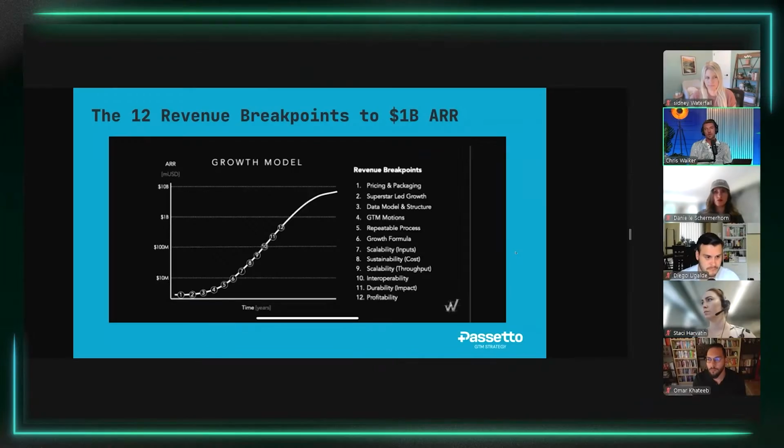That usually happens well above 100 million ARR. And then you have consistent profitability, assuming that you IPO somewhere between 500 million and a billion in revenue. And so those are all of the key revenue breakpoints.